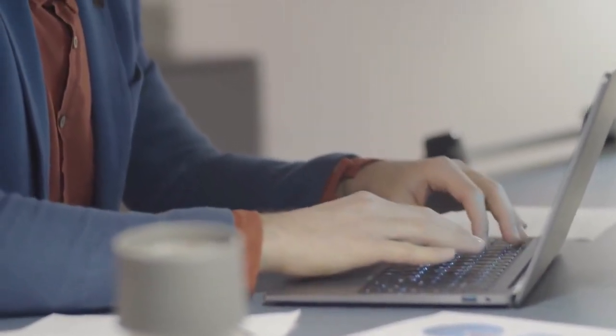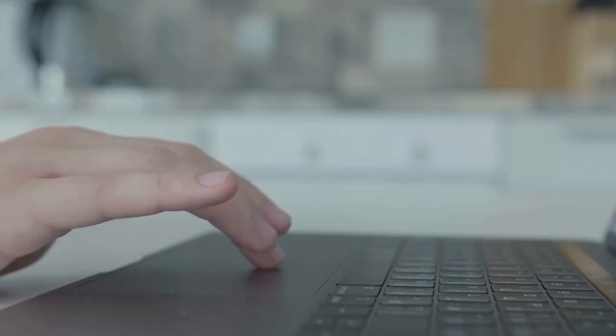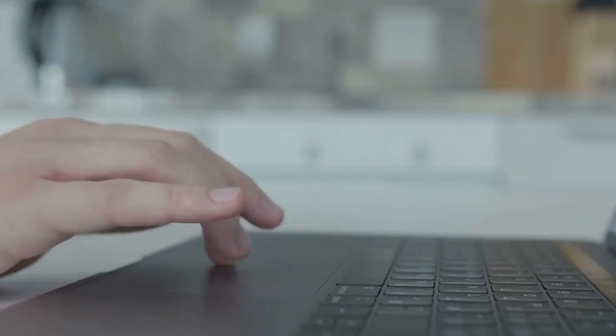Double-click the first email in that conversation to open it in a new window. This captures the entire discussion. Once open, click the File tab in the top left. Then, select Print. In the Print dialog, find Printer.